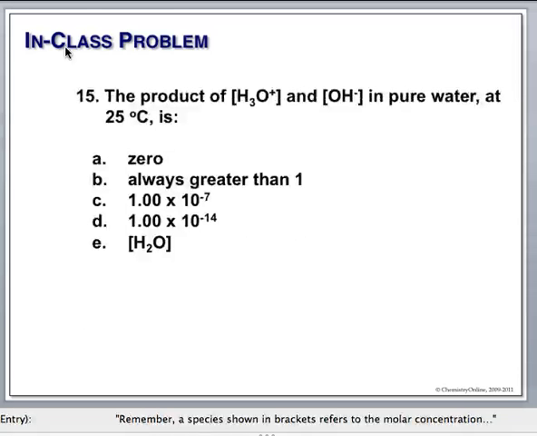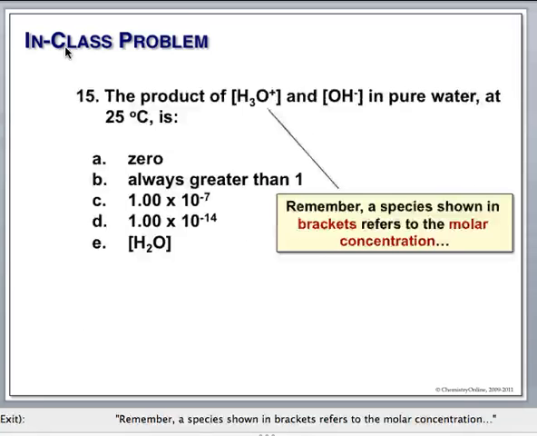If we multiply hydronium times hydroxide, what do we get? You've even got this written on your 3x5 card, don't you? Hydronium in neutral solution is 10 to the minus 7. Hydroxide is also 10 to the minus 7. Multiply them together and you get 10 to the minus 14.